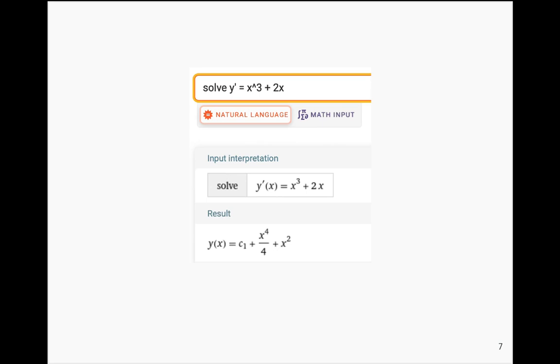You can type differential equations into Wolfram Alpha. I encourage you to do so. So there's our first example. It shows how it's interpreted it, and it's made it clear that y dash is a function of x. Right, and there it is. And here's our constant, and there's our quarter x to the 4 plus x squared.